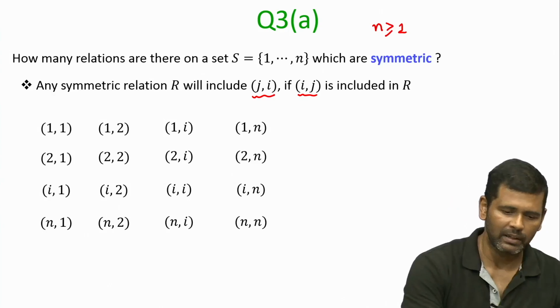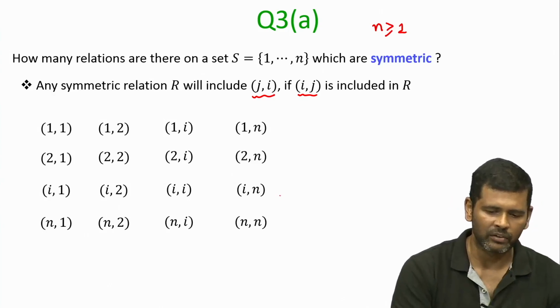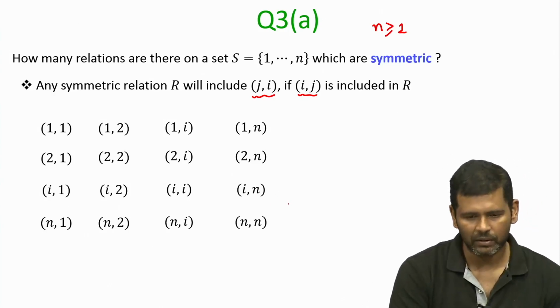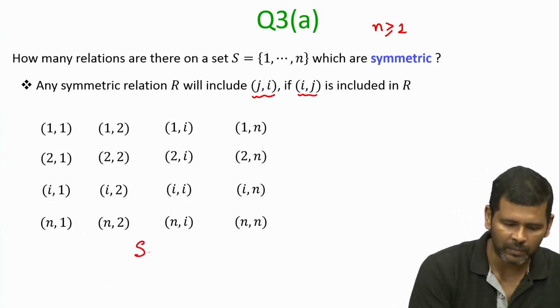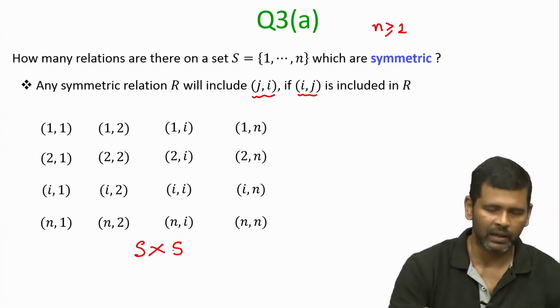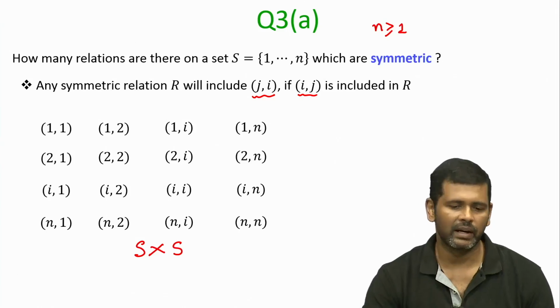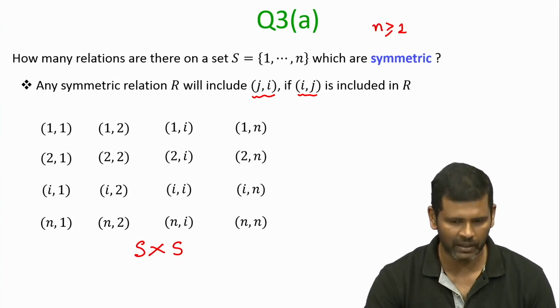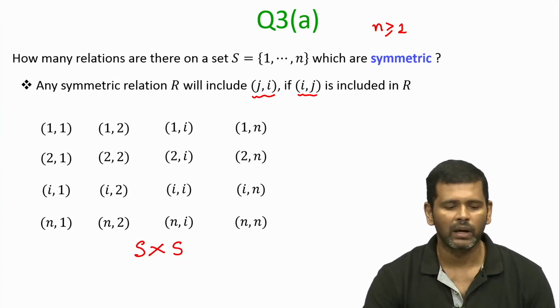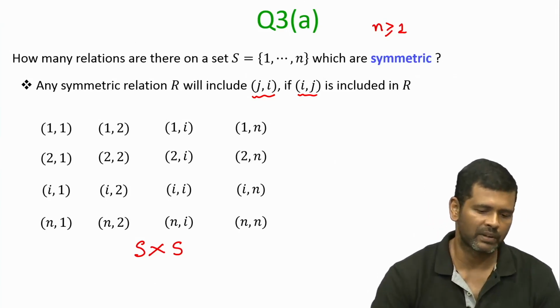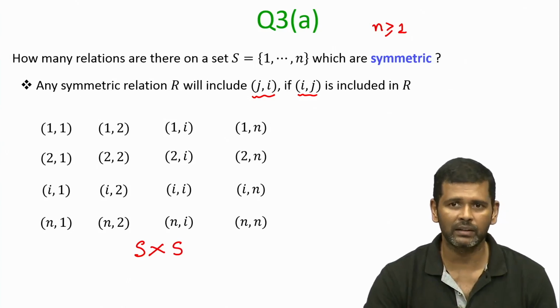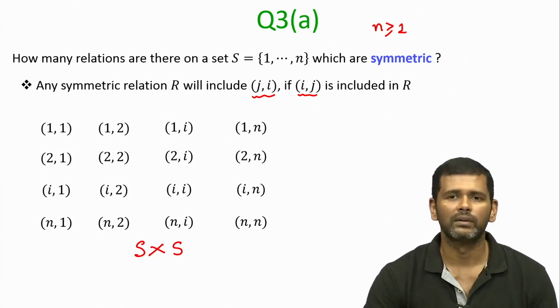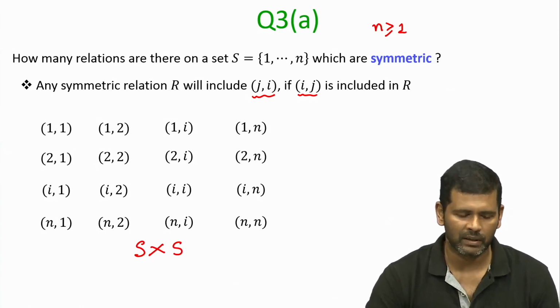So, what I have done here is I have drawn all possible n square ordered pairs. These are the ordered pairs in the set S cross S. You can have n square such ordered pairs, and any subset of these n square ordered pairs will constitute a relation over the set S. I have to find out how many ways I can take subsets of these n square ordered pairs such that the resultant subset satisfies the property of a symmetric relation.